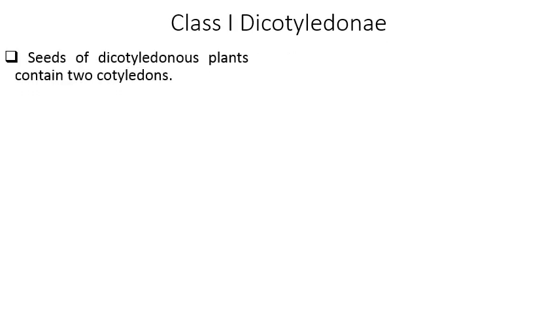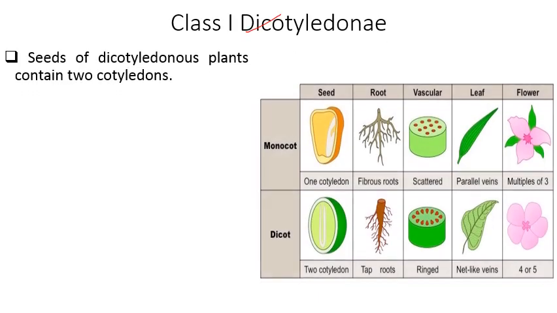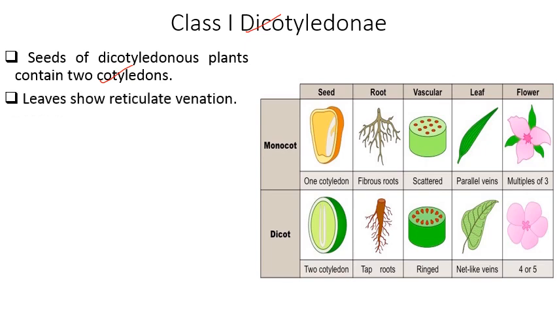So firstly come class 1, that is Dicotyledonnae. So seeds of dicotyledonous plants contain 2 cotyledons, that is indicated by the name Dicotyledonnae. So leaves show reticulate venation. This is the feature of dicot plant. We can differentiate monocot and dicot on the basis of these features.